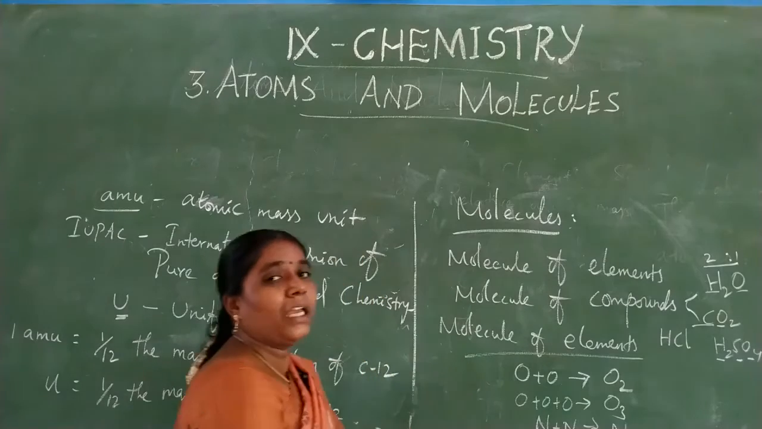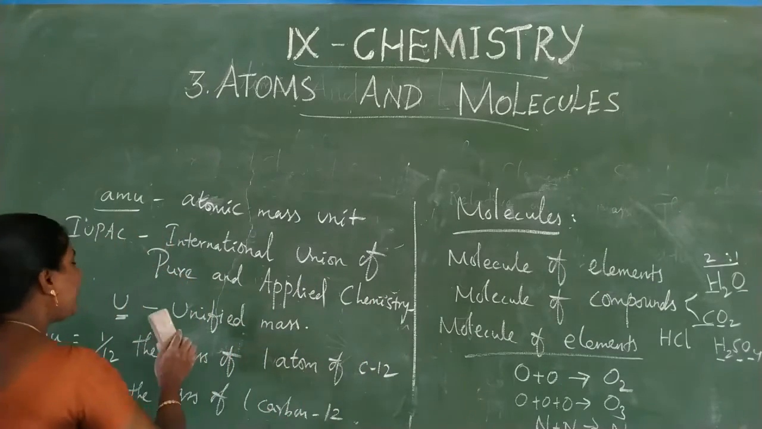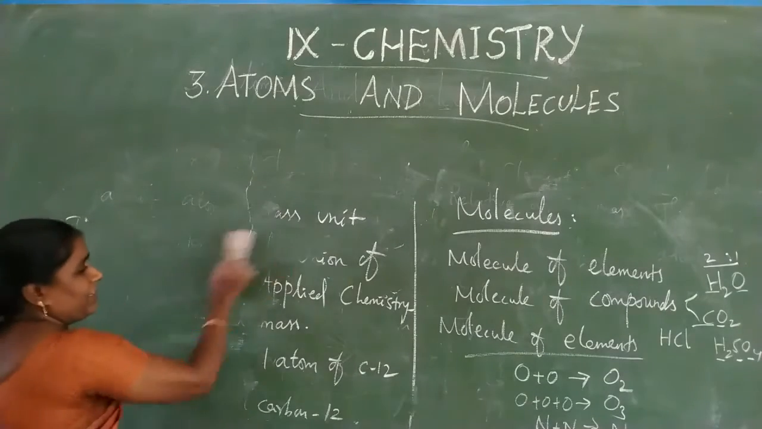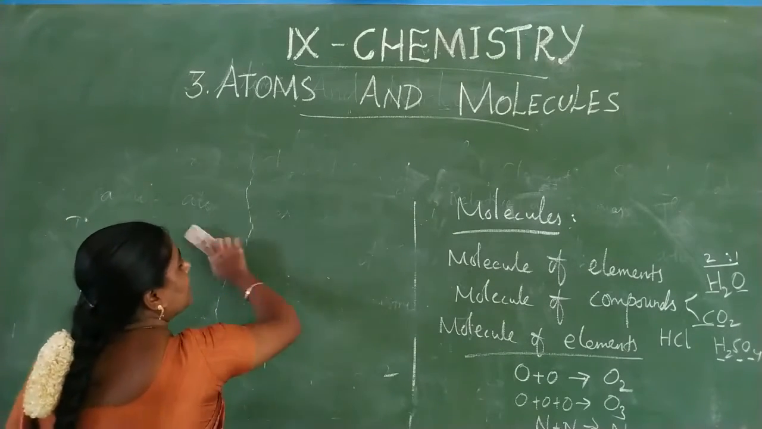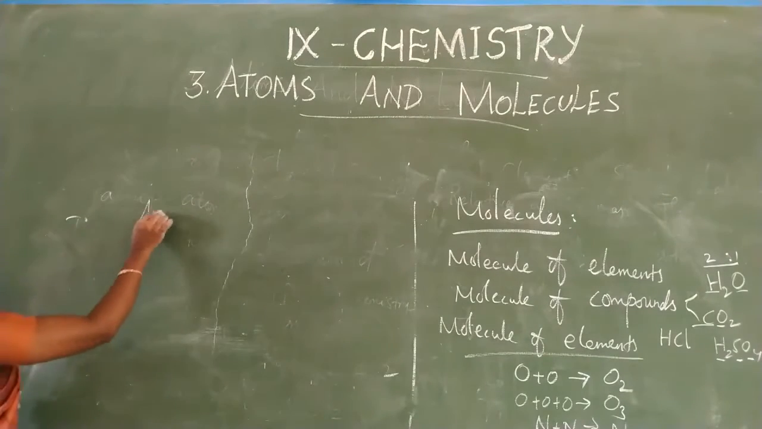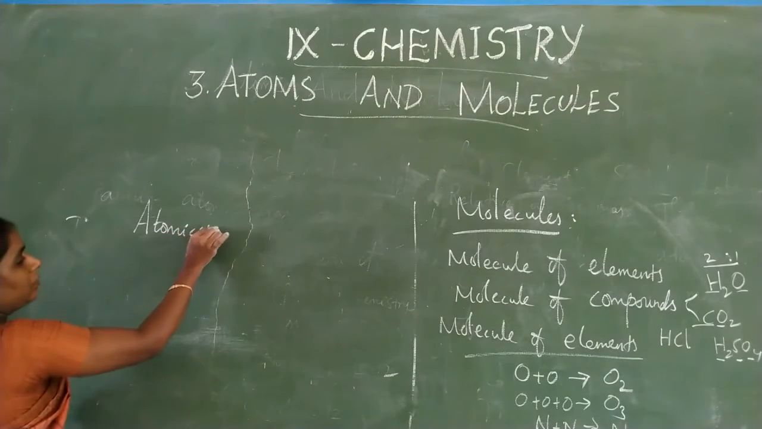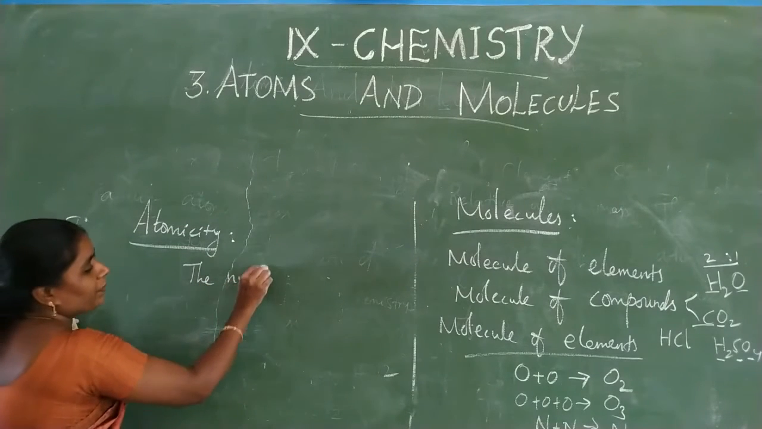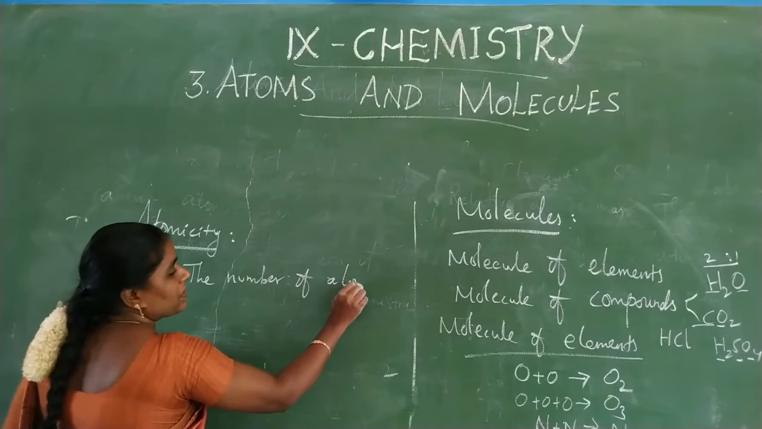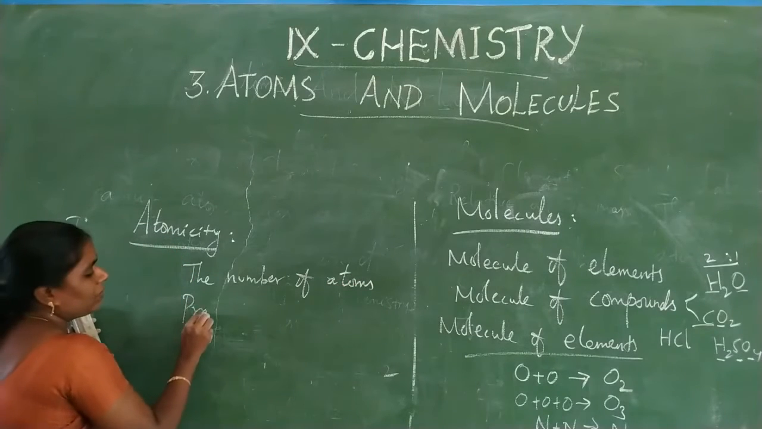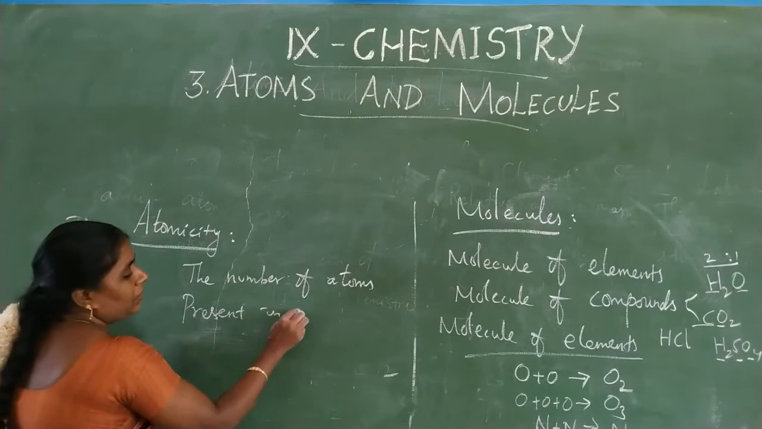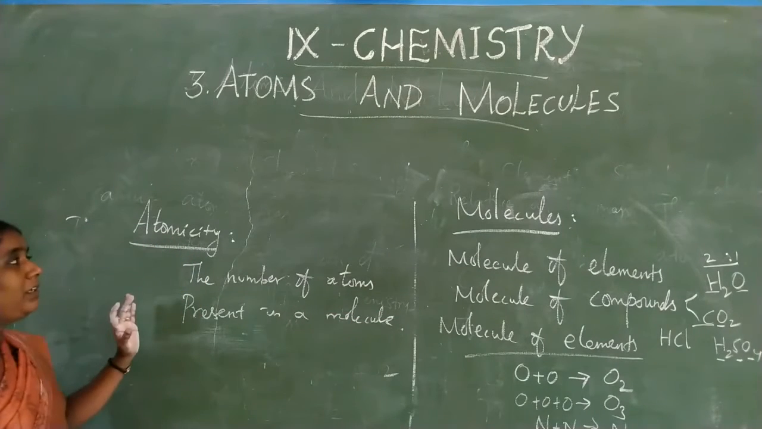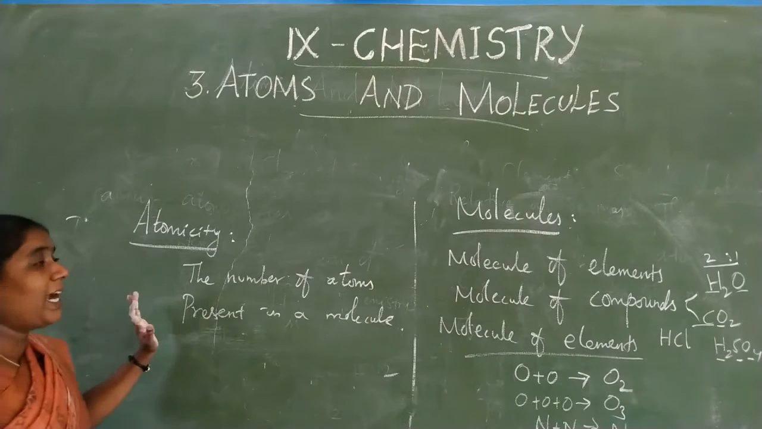From this we can talk about the atomicity of an element. Do you know what atomicity means? Listen, I'll tell you. Atomicity is the number of atoms present in a molecule.